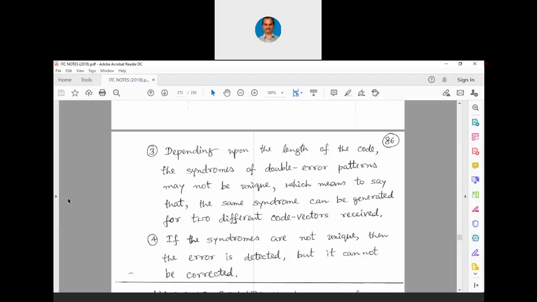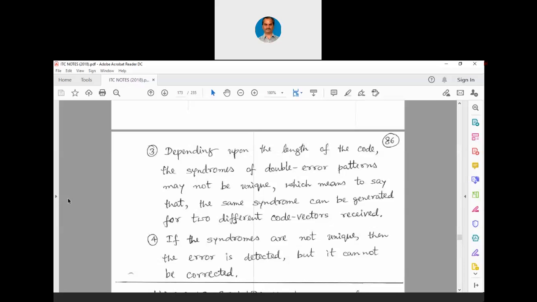So what is the solution now? We have been using only the XOR algorithm till now because it was very simple for us. We may not be able to use the XOR algorithm everywhere. If at all we keep on using XOR only, then we will have to live with this particular problem. The same syndrome can be generated for two different code vectors received. That is also possible.